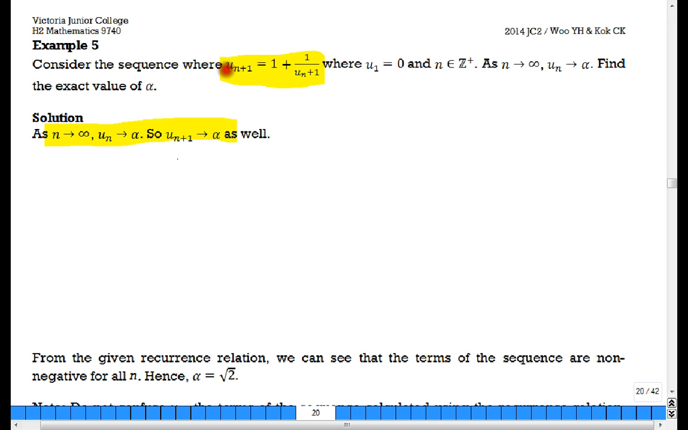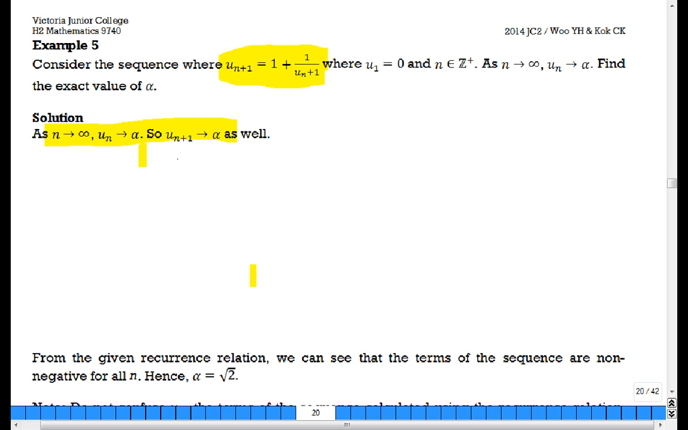Let's use the same recurrence relation, example 5. I need your fullest attention. We must understand the highlighted bit. As n tends to infinity, un, if the limit exists, should tend to alpha, which is the limit. Un plus 1 should also tend towards the limit. Makes sense. So, if we substitute alpha into here and here, we can solve for alpha.